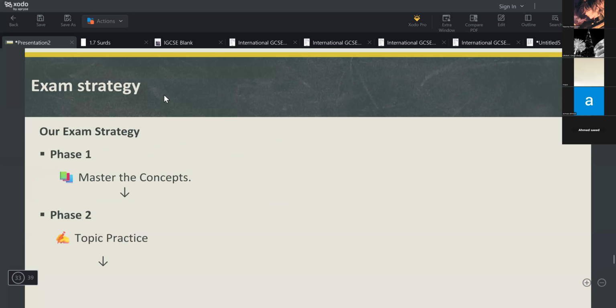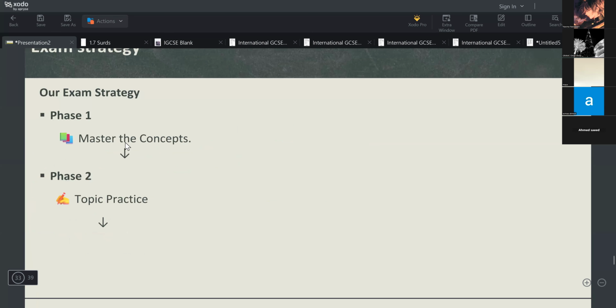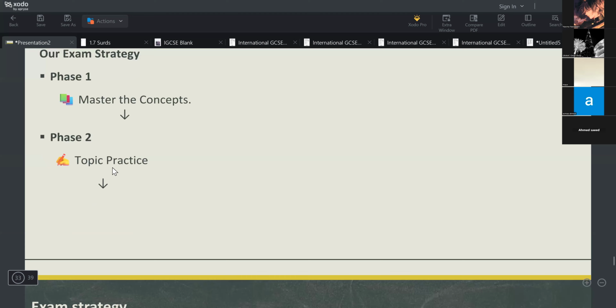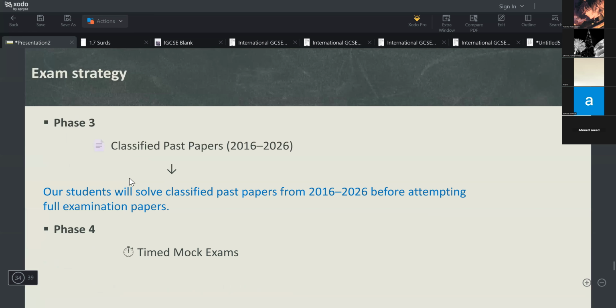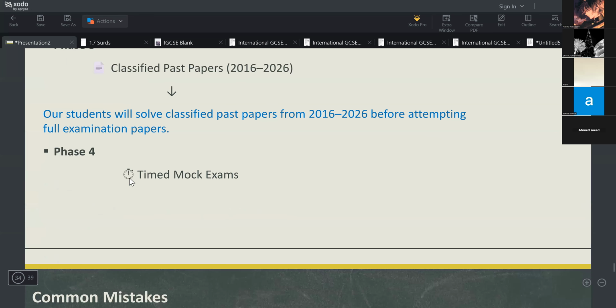Okay, exam strategy: how you can achieve an A in your exam. First, master the concepts. Don't memorize. Master the concepts. Topic brackets. Do brackets after each session, from our classified past papers from 16 to 26. And last thing, time the mock exams.